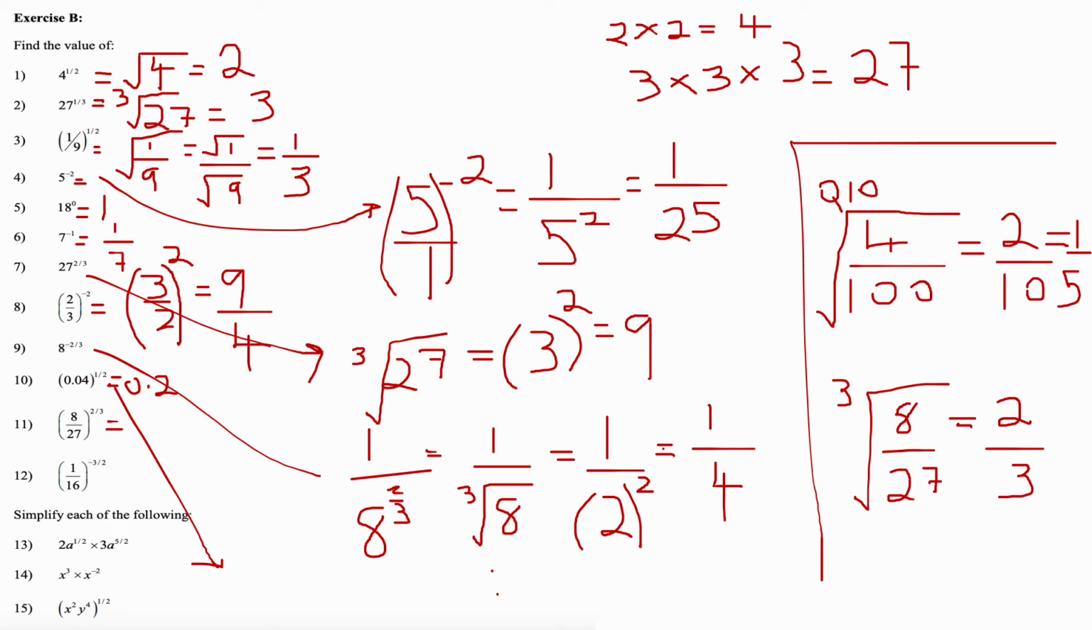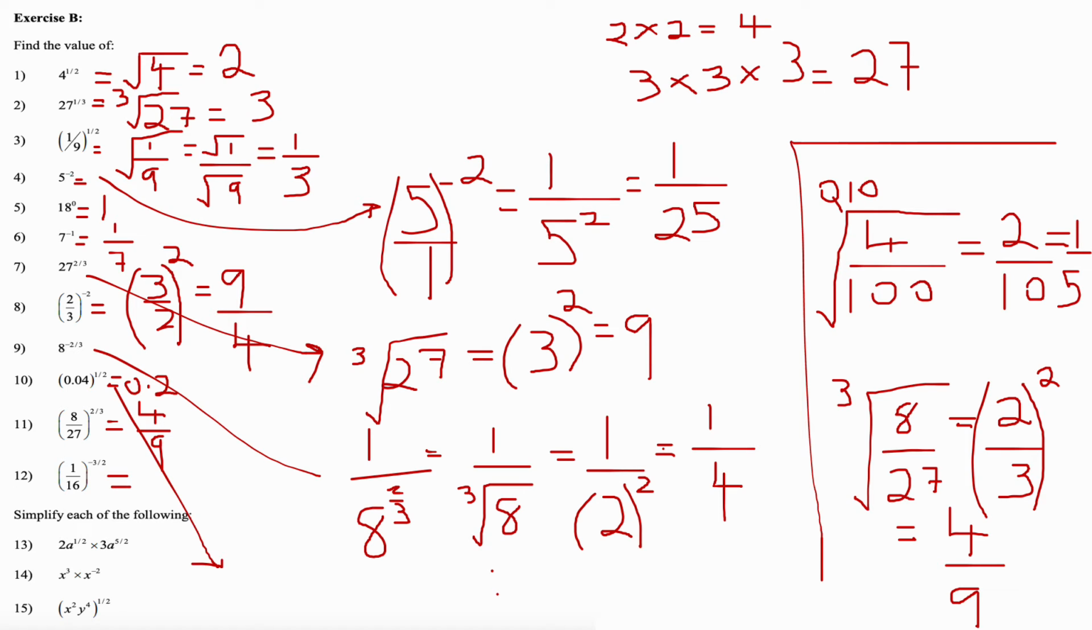Okay, and then I'm going to raise it to the power of the numerator. So 2/3 to the power of 2. Now 2 squared is 4, and 3 squared is 9. So your final answer becomes 4/9 for that question. Okay. So always deal with the root part first. So deal with the denominator first and then the numerator.